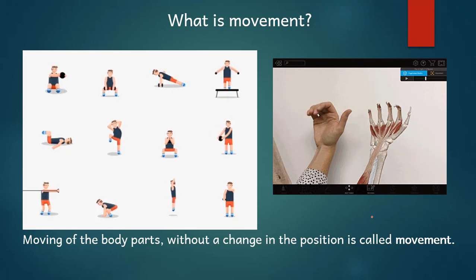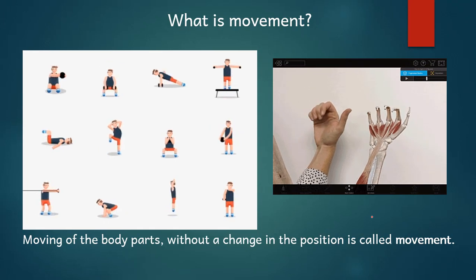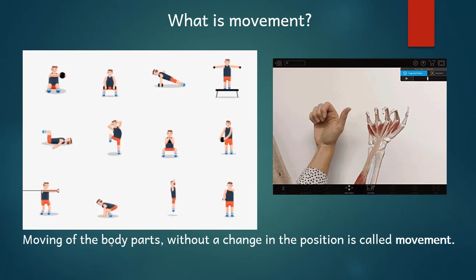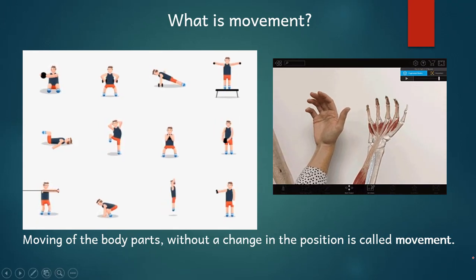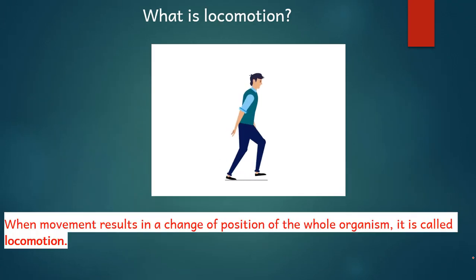Moving of body parts without a change in the position is said to be movement. Please note the definition. At the same time, locomotion is when movement results in the change of position. Very, very important term. It results in the change of position of the whole organism. It is said to be locomotion. Snapping your fingers is movement. Moving from one place to another is locomotion.